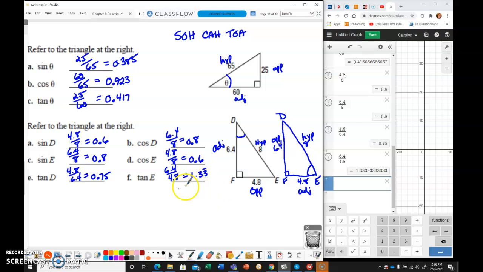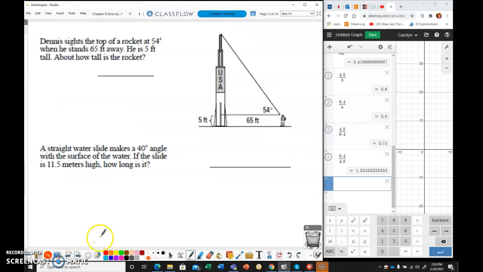All right, so now we have a couple more practice problems. We're just looking at the ratios. Here we have a diagram of a rocket. He sights the top of the rocket at 54 degrees. So that's the angle of elevation, because here's the horizontal, and he looks up, 54 degrees. He's standing 65 feet away.